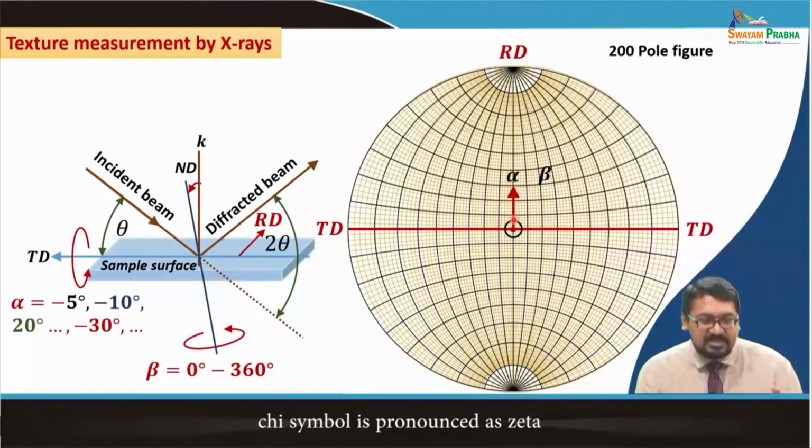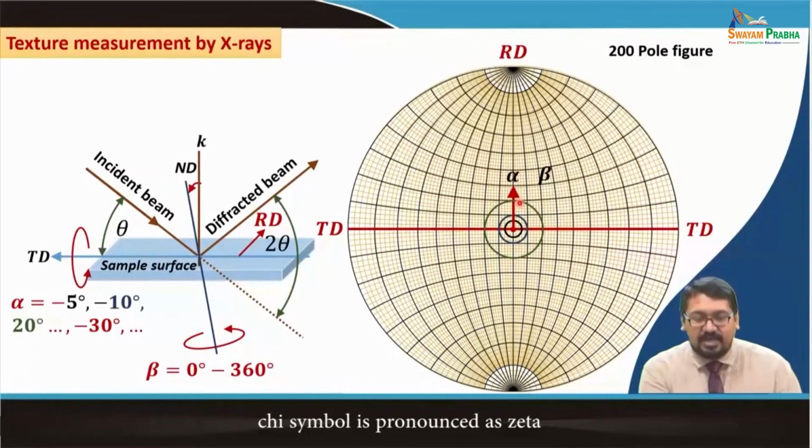And then at the next go we will increase alpha by 10 degrees and rotate along ND, that is the beta rotation from 0 degrees to 360, to trace this whole position. Then we will go to 15 degrees and then to 20 degrees and do the same thing, and keep on tracing this whole Wulff net for the positions of the HKL planes with respect to alpha and beta.